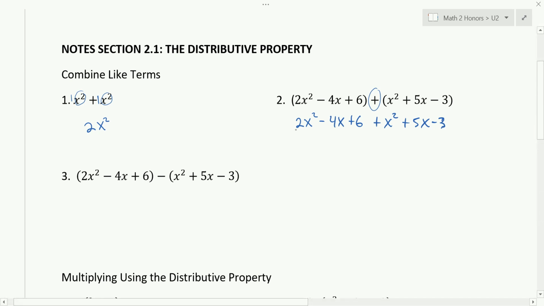And here we look for like terms. So I got a 2x squared and an x squared. If I add those together, I get 3x squared. If I have a negative 4x and a positive 5x together, those add up to 1x. And I usually don't write the 1. And then if I have a positive 6 and a negative 3, add those together and you get positive 3. And that's as much as we can do. We cannot add the 3x squared with the x because they have different powers.